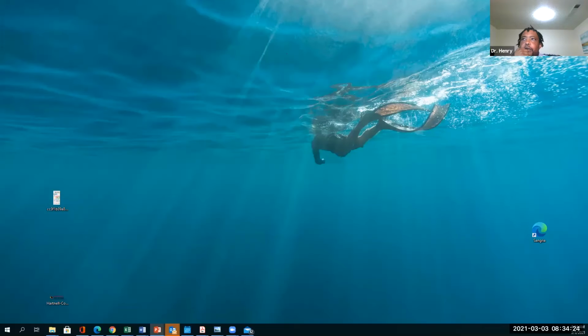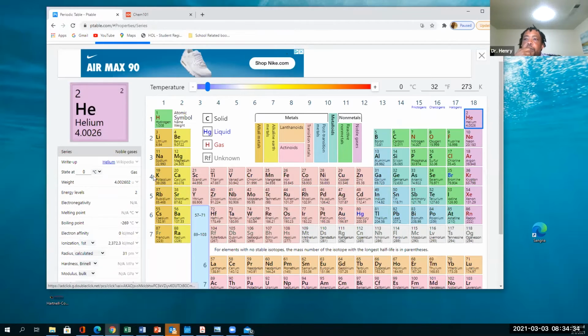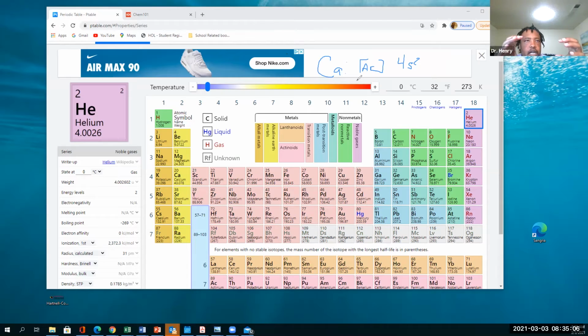If we look on the periodic table, we know that calcium has two valence electrons. They're in the 4s, when we write our electron configuration: Ca, our core, Ar, and then 4s2. These electrons are our valence electrons. You recall, this is our core. Those are kind of protected. We're not going to use those unless we absolutely must use them.